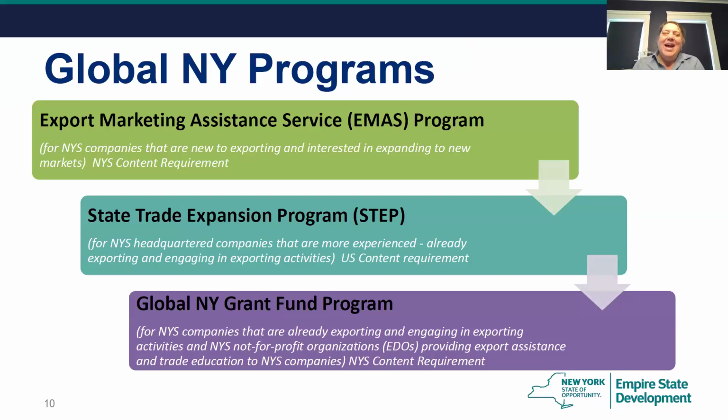Thank you. So Global New York has 3 primary programs with which we engage companies. We also provide technical assistance, which is answering questions and helping to find information and providing data and statistics. And again, we work very closely with our partners at the Small Business Development Centers to make sure that companies are well prepared to launch into export marketing. One of the things that we offer is currently a free service, and that is the Export Marketing Assistance Service. We also have 2 funding programs, the State Trade Expansion Program, known as STEP, and the Global New York Fund Program. Next slide.